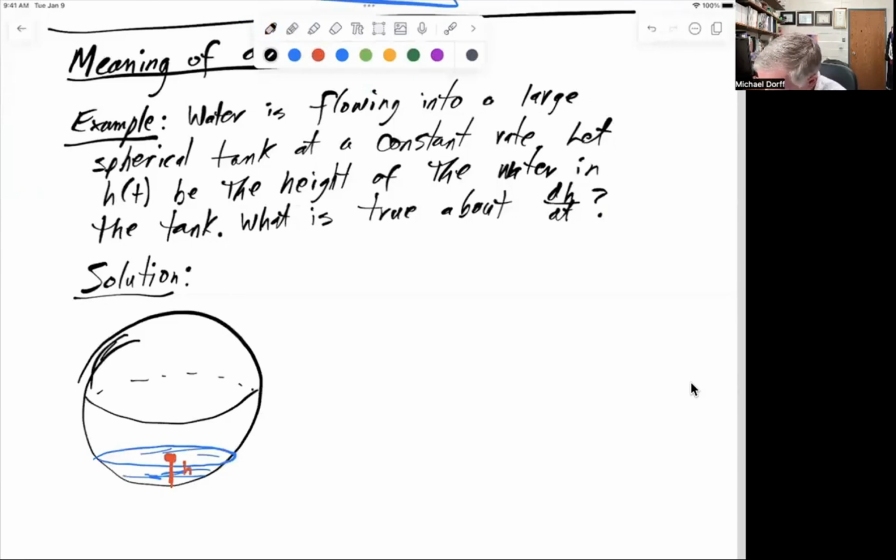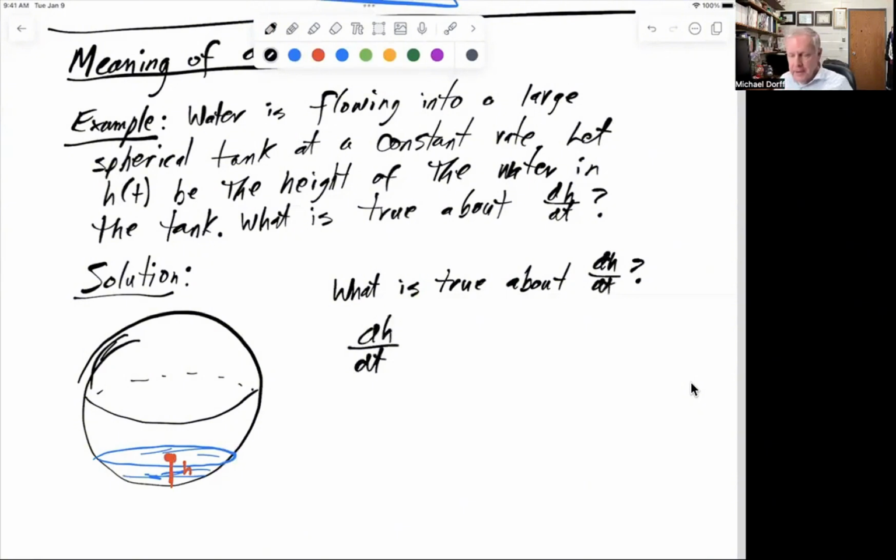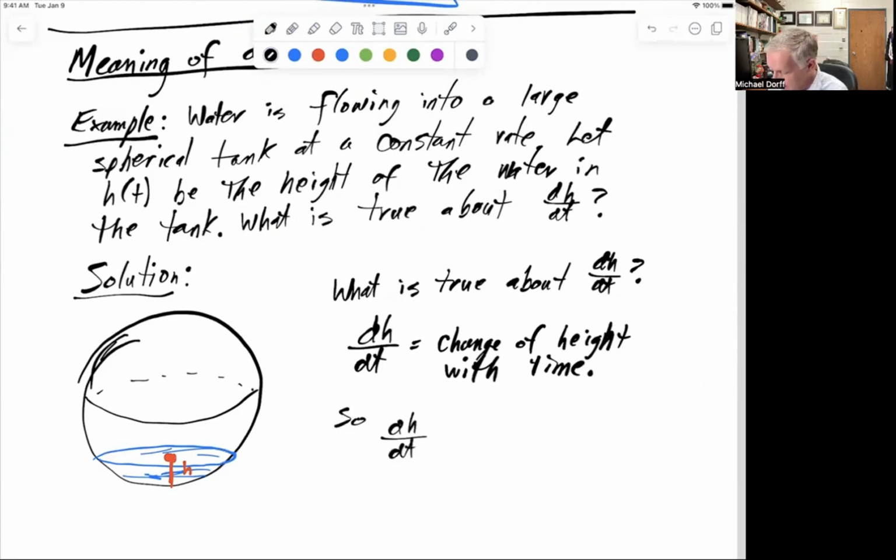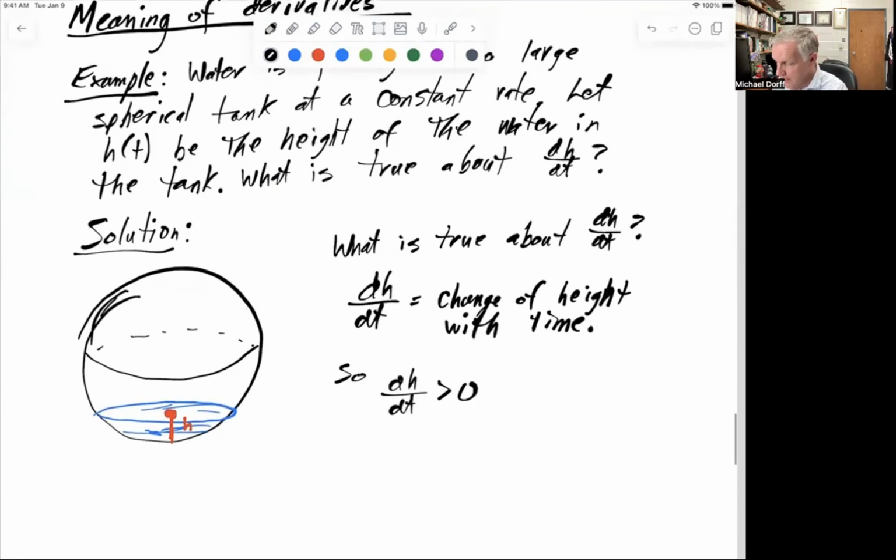Well, first of all, let me just write this down, what's true about dh/dt. So dh/dt, is it positive or negative? Is the height changing with time? So this represents the change in height with time. So as time progresses here, what's happening to the height? Well, it's getting larger because we're adding water to it. So dh/dt is going to be positive. It's increasing. All right. Is dh/dt constant?